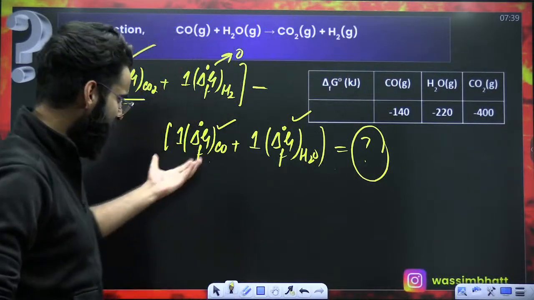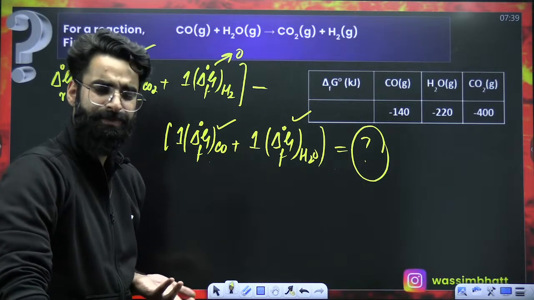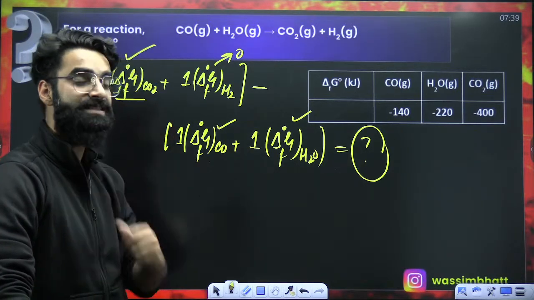Is it clear? You should be able to solve this sort of question as well. It's very simple and basic.